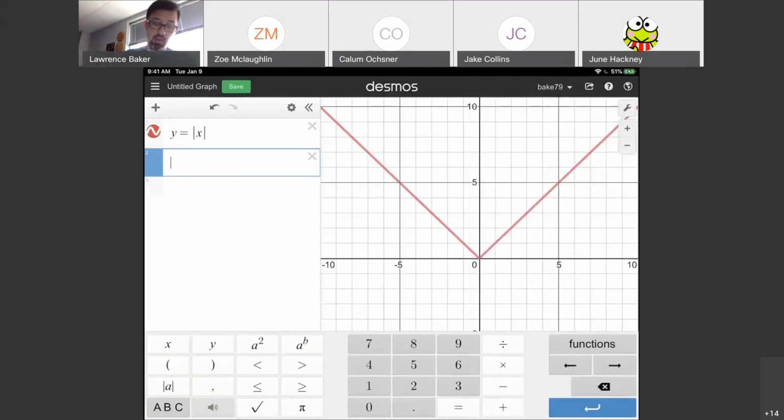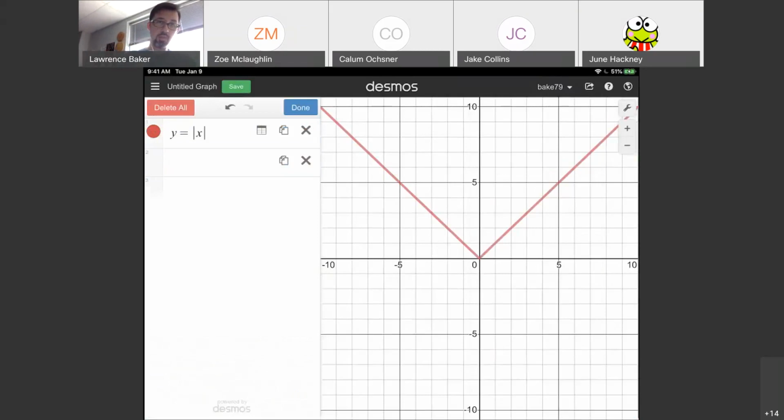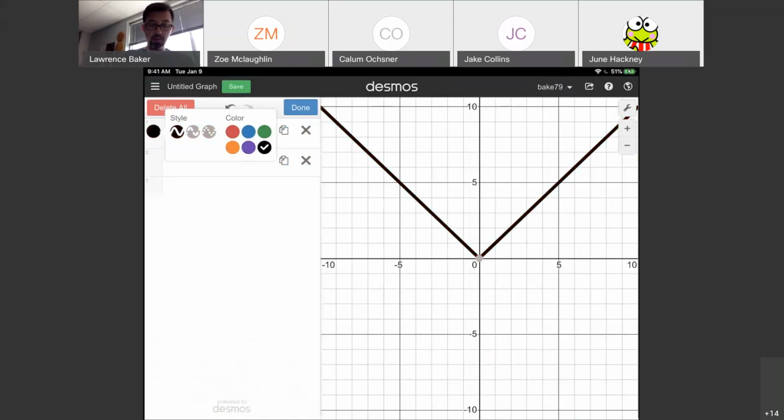And then if you see this gear up towards the top left, if you click on that, it allows you to change more things. I'm going to show you right now, but there are more things you could do. For me, it's the red circle. If you tap on that, then you can change the color of the graph. And since this is the parent function, I'm going to leave it as the black one. But you could also make it a dashed line if you wanted, or you could make it a discrete graph. So there are options there to change those things. And you just hit done.